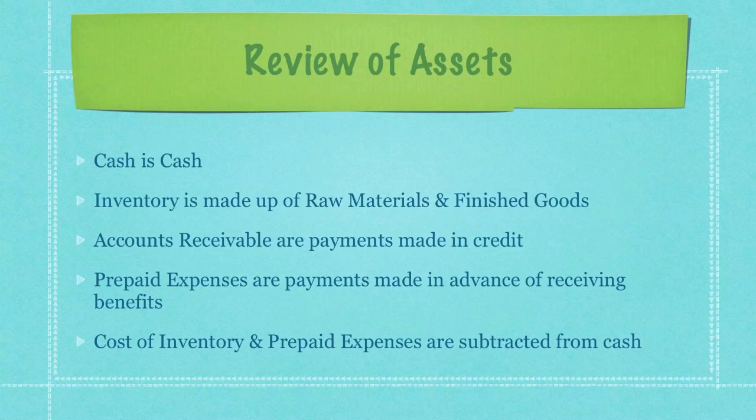So let's review. Cash is cash, real simple. Inventory is made up of raw materials and finished goods and prepaid expenses. Accounts receivable are payments made in credit. Prepaid expenses are payments made in advance of receiving benefits. Cost of inventory and prepaid expenses are subtracted from cash whenever they are purchased.